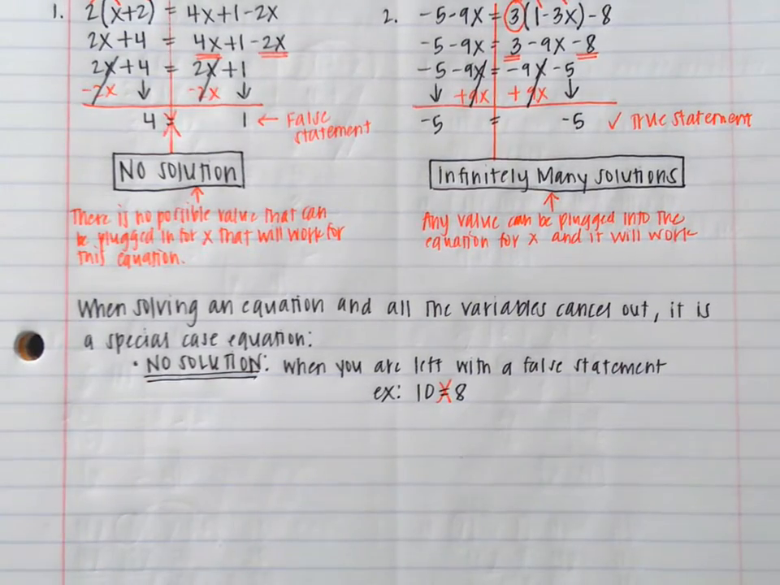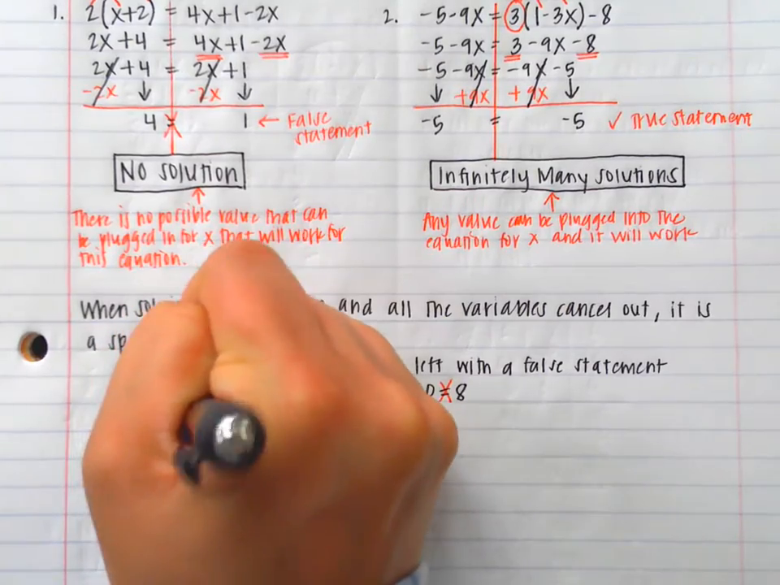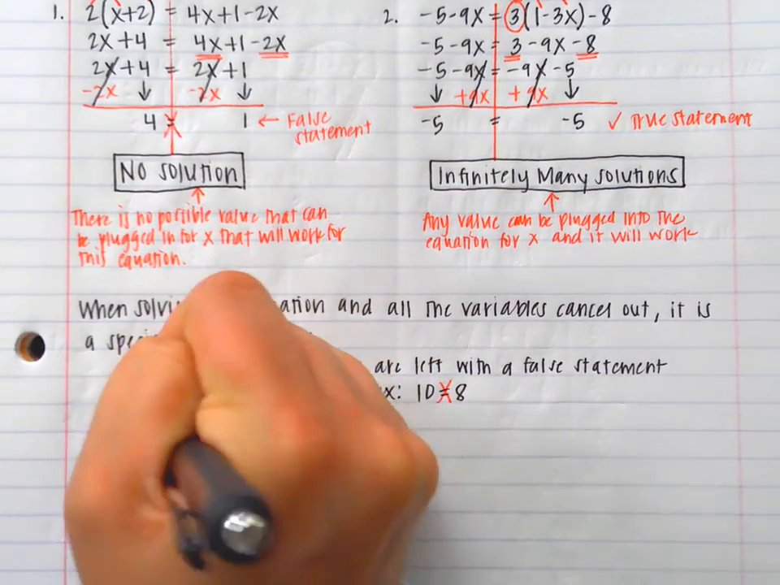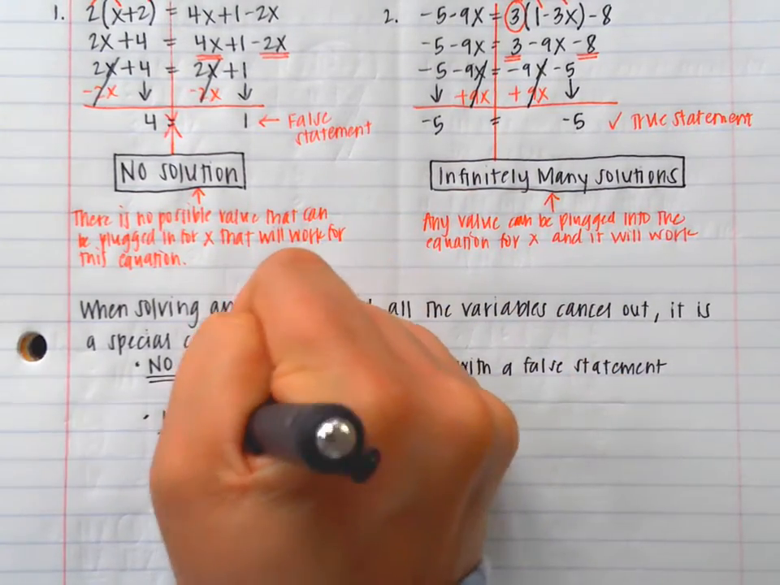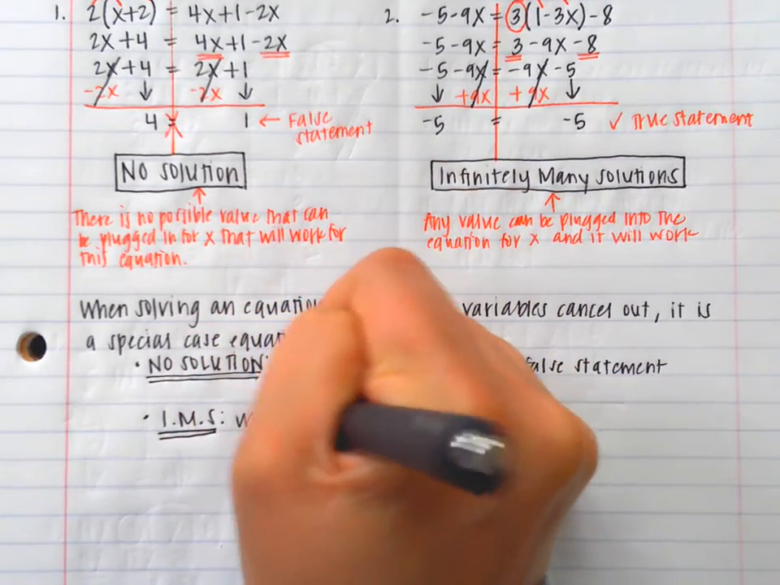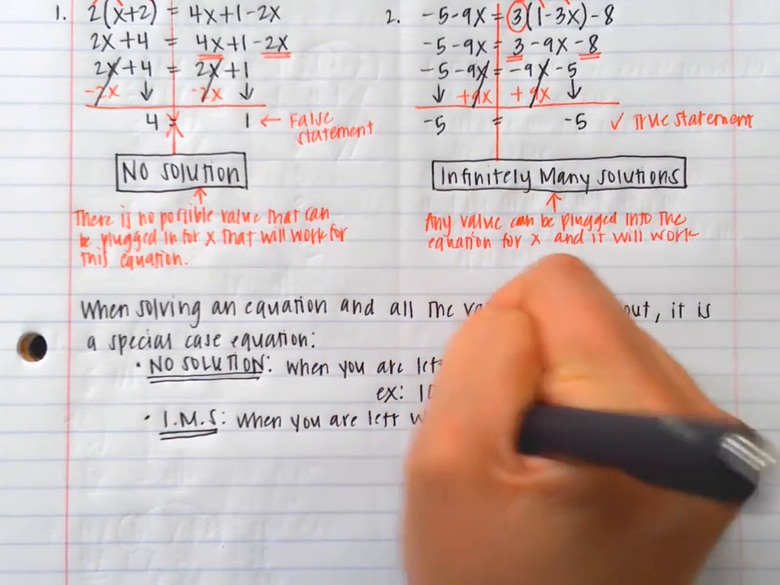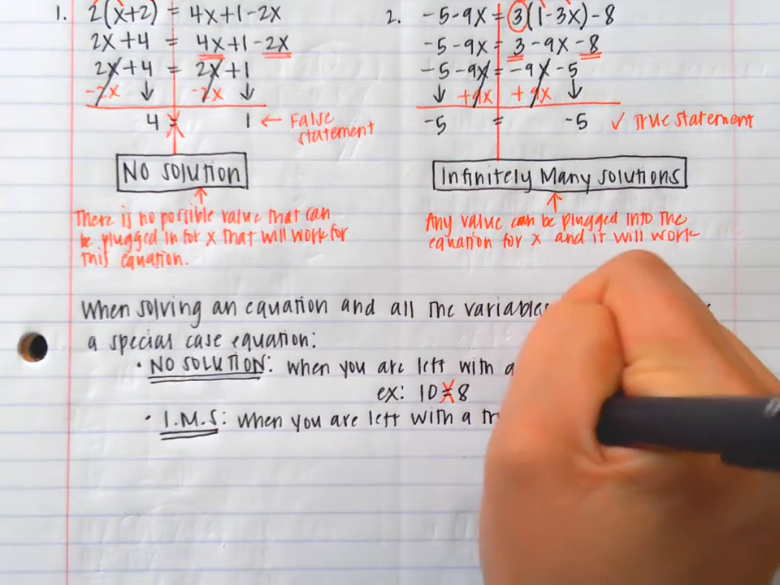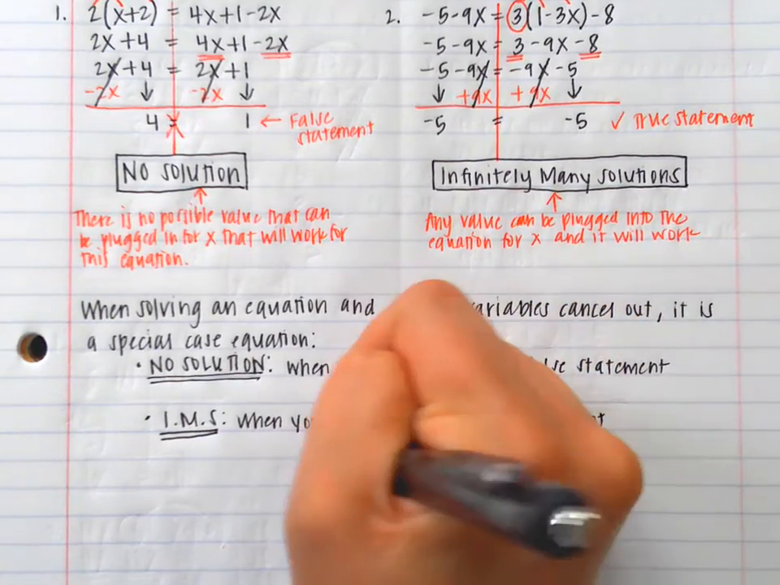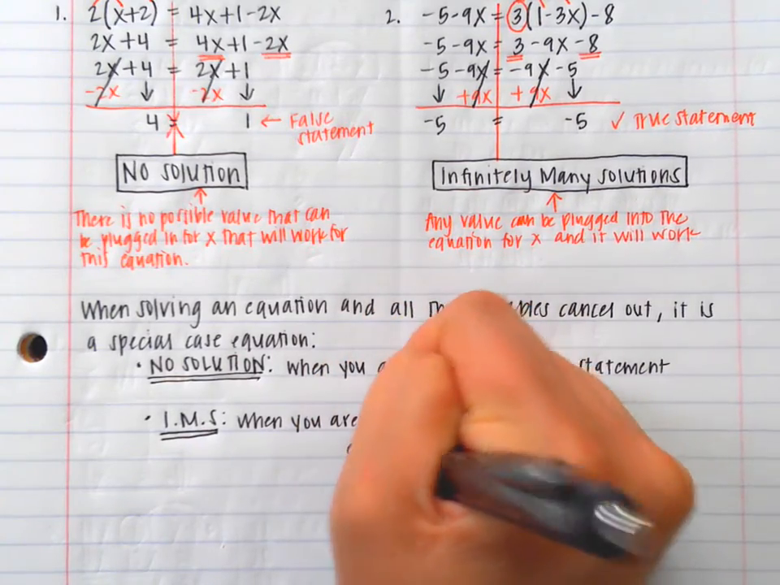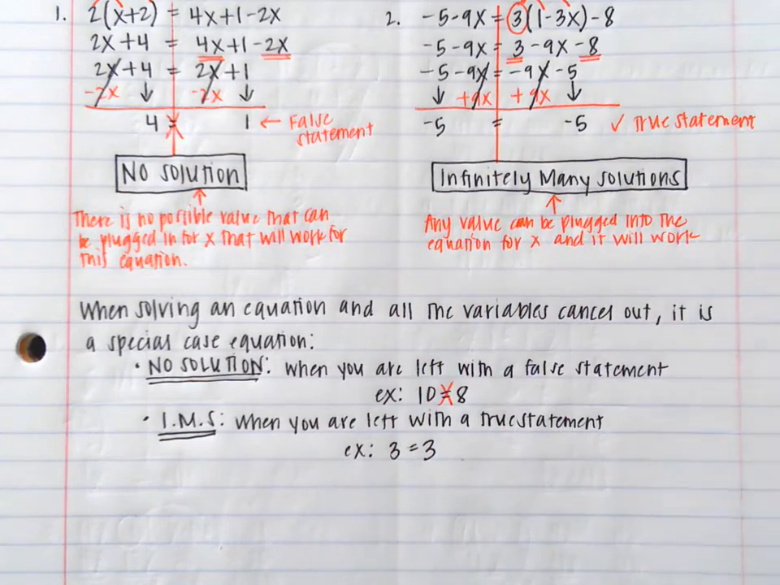Whereas infinitely many solutions, or often, like I said, I'll write it as IMS, is when you are left with a true statement. So an example of a true statement is like 3 equals 3. Or up here, -5 equals -5.